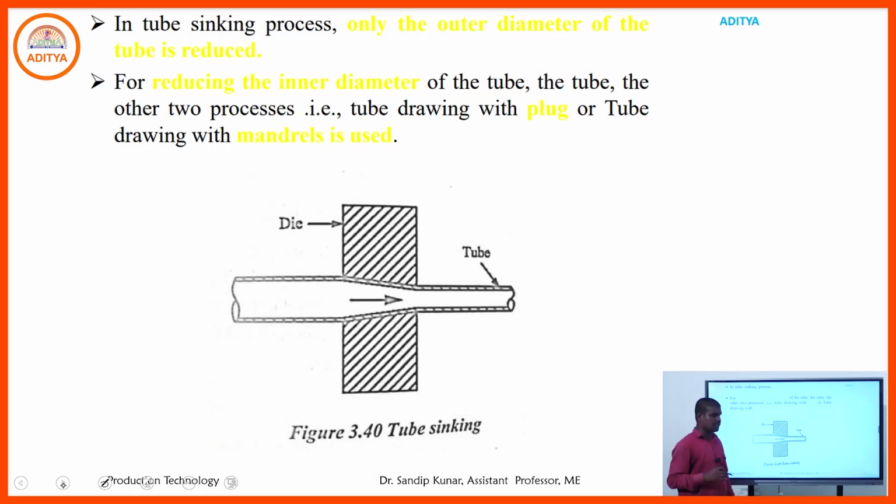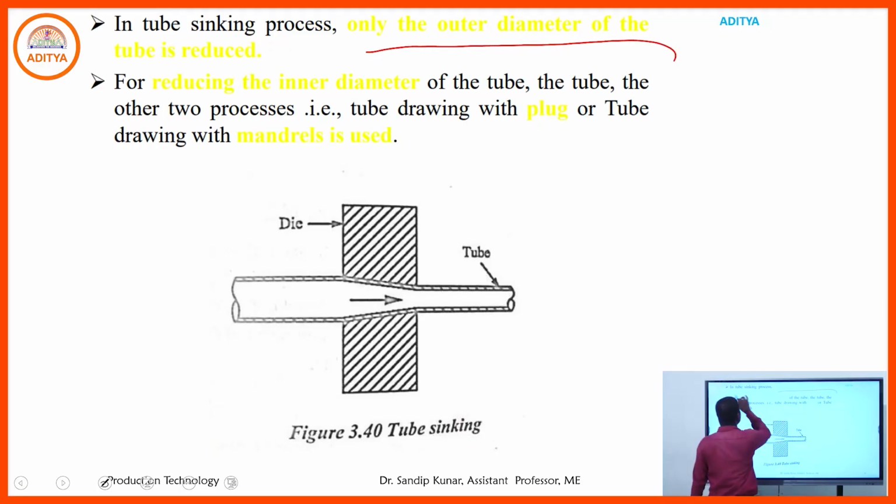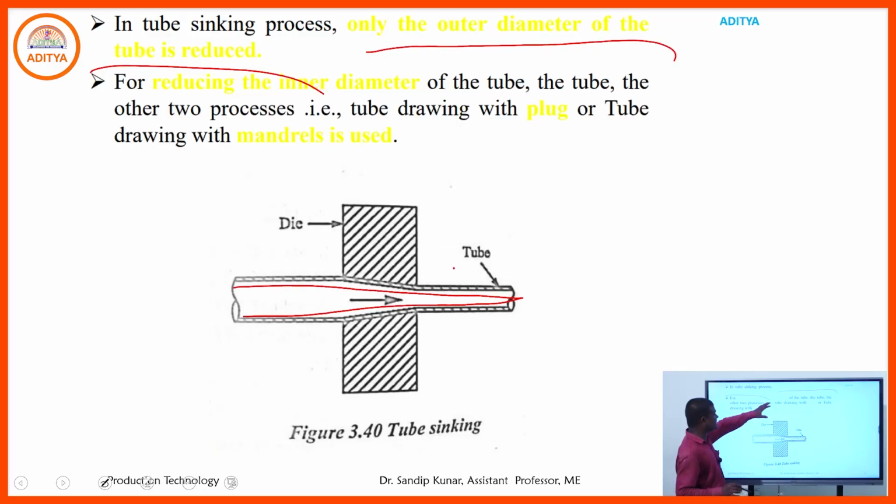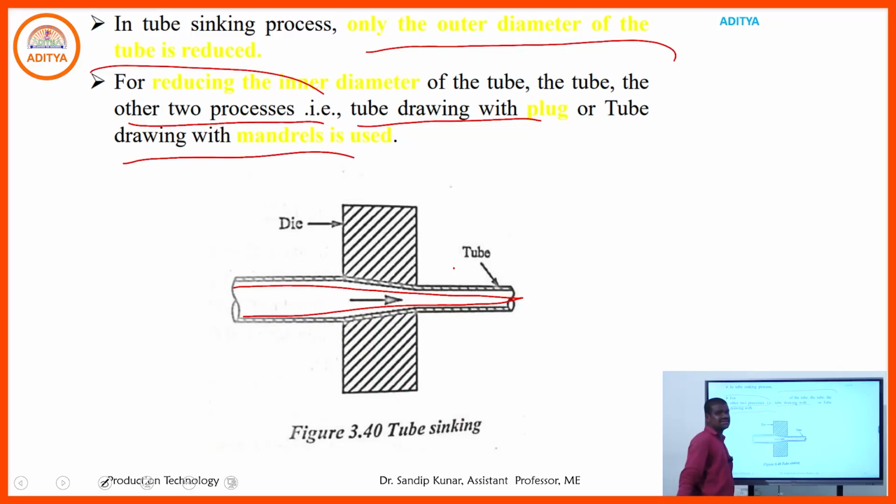In the tube sinking process, only the outer diameter of the tube is reduced. That is the hollow portion. For reducing the inner diameter of the tube, we use the other two processes, tube drawing with a plug and tube drawing with a mandrel.